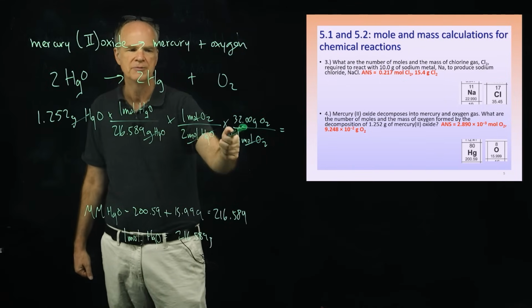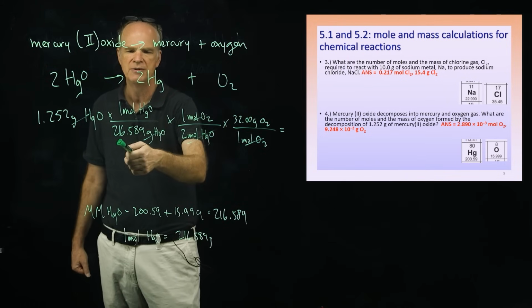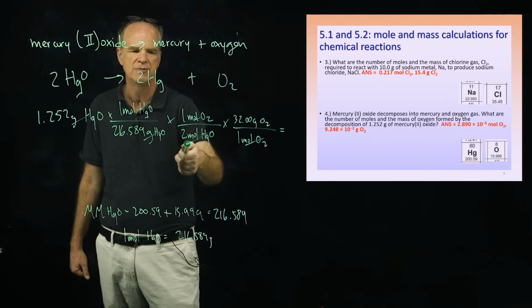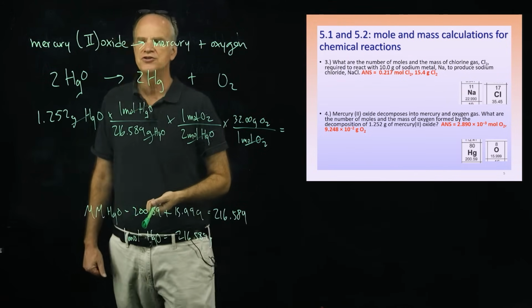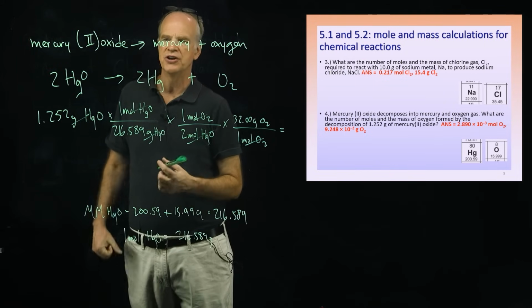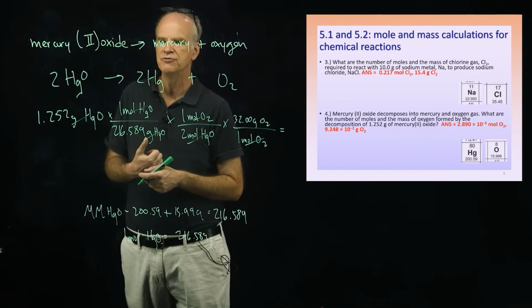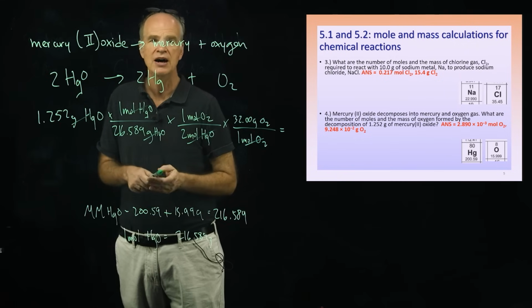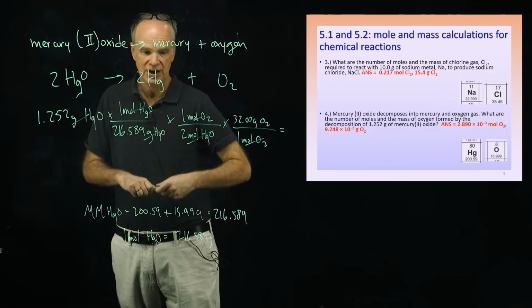So it's 1.252 times 32.00 divided by 216.589 divided by 2. So hopefully that should work out to the number on the screen, which is 9.248 times 10 to the negative 2 grams of oxygen. Okay, let's move on.